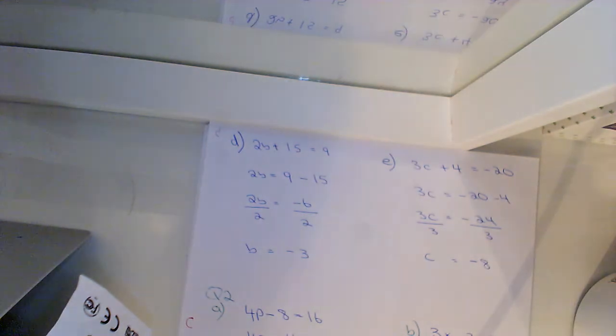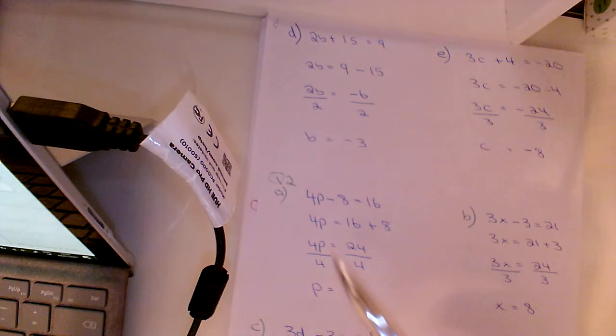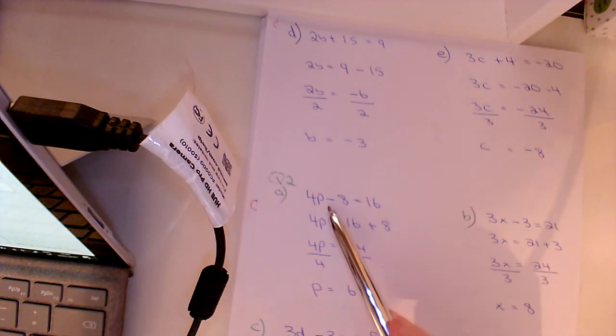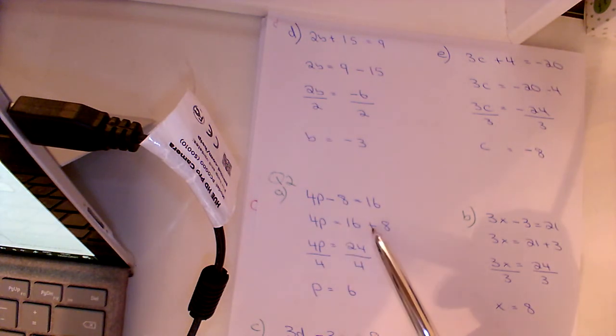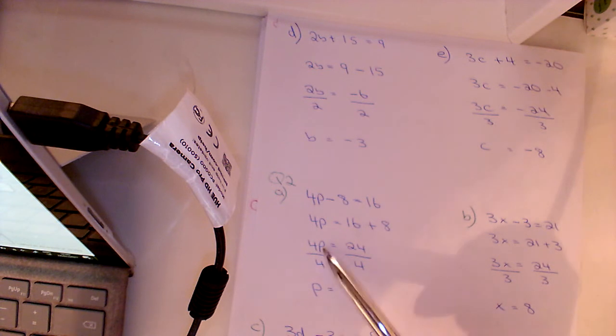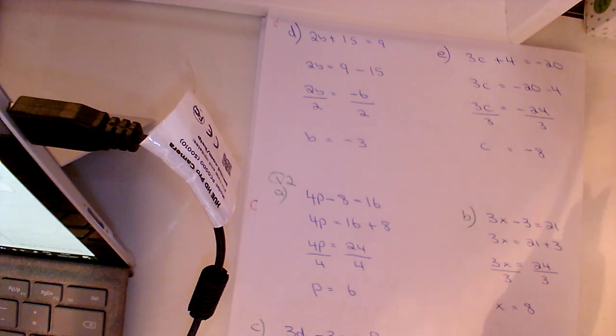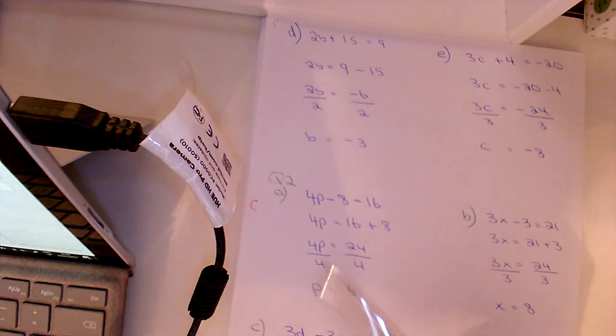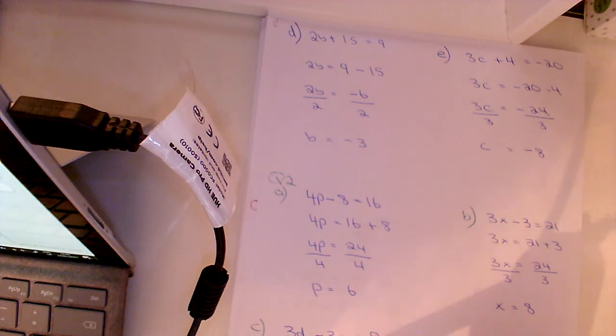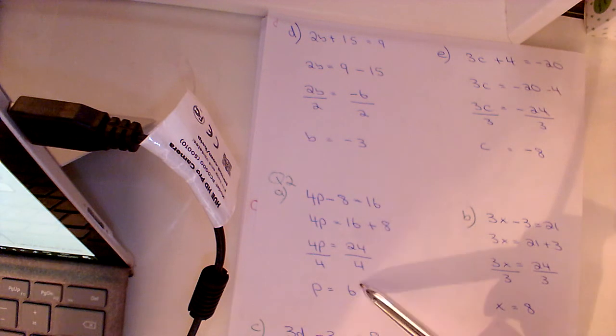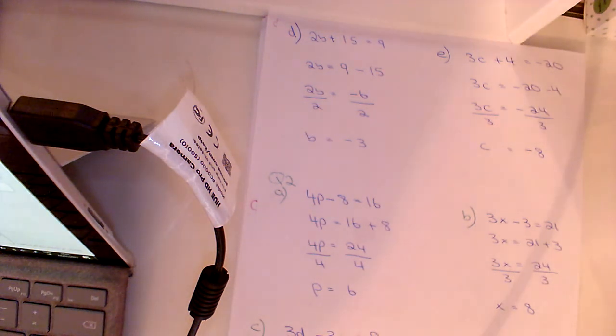Question 2 then, I have 4p minus 8 is equal to 16. So I have 4p is equal to 16. This is minus 8 here. When I bring it over to the right hand side, I get plus 8. So I have 4p is equal to 16 plus 8 gives me 24. I want to find out what just 1p is equal to, so I'm going to divide across by 4, divide across by 4, and 4 divided by 4 will give me 1p is equal to 24 divided by 4 will give me 6.